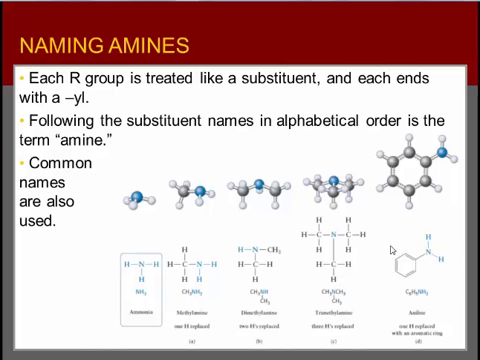A common name for an aromatic amine, where we have the nitrogen with 1 R group, that is a benzene ring, that's called aniline. So again, we simply list the substituents in alphabetical order. If they're identical, we use di or tri to indicate 2 or 3 of them, and follow that with amine to form the common name of an amine.